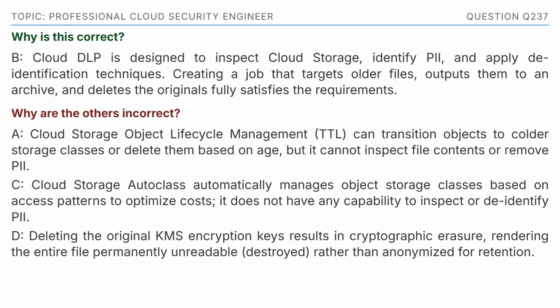Why are the others incorrect? A. Cloud Storage Object Lifecycle Management, TTL, can transition objects to colder storage classes or delete them based on age, but it cannot inspect file contents or remove PII. C. Cloud Storage Autoclass automatically manages object storage classes based on access patterns to optimize costs. It does not have any capability to inspect or de-identify PII. D. Deleting the original KMS encryption keys results in cryptographic erasure, rendering the entire file permanently unreadable, destroyed, rather than anonymized for retention.